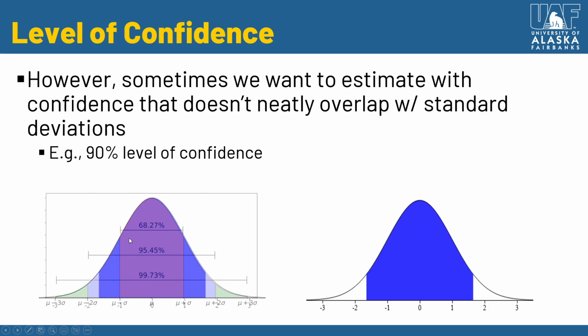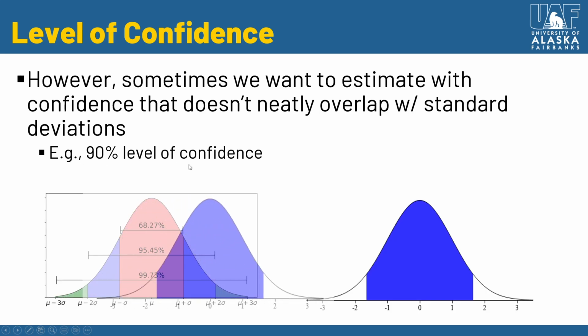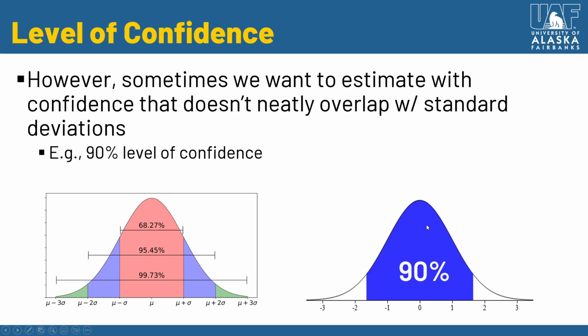But if we look at this and pull it over, we can see this doesn't overlap neatly, right? This is kind of in between those two lines. And this is a 90% level of confidence here. Right, so 90% is represented in the blue. Then that's 5% over here, 5% over here, because together they add up to the remaining 10%.